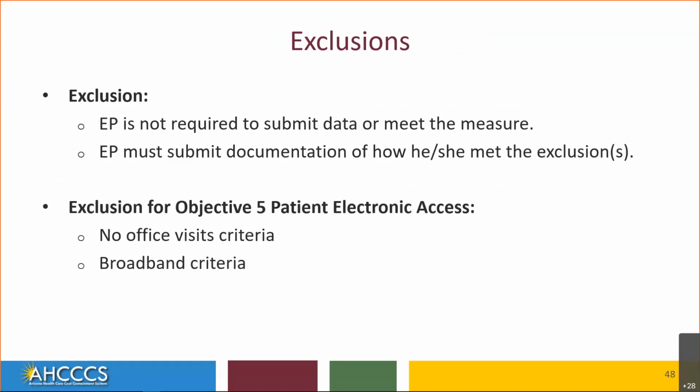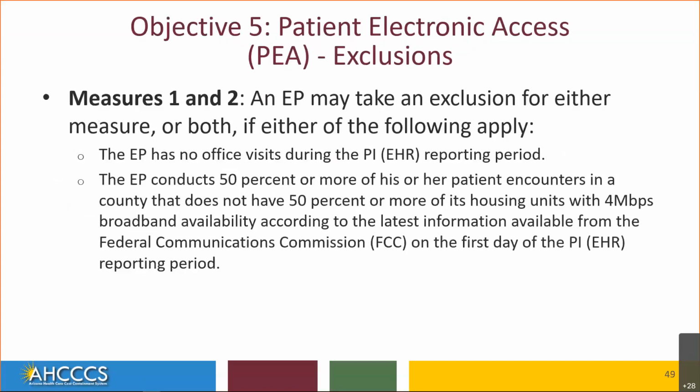Again, when claiming exclusions, the EP is not required to submit data or meet the measure. However, the EP must submit documentation for how he or she met the exclusion. There are two types of exclusions for this objective. The first one is the no office visits criteria, and the second one is the broadband criteria.